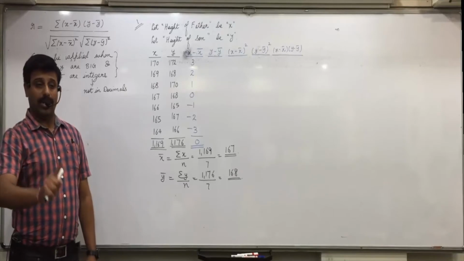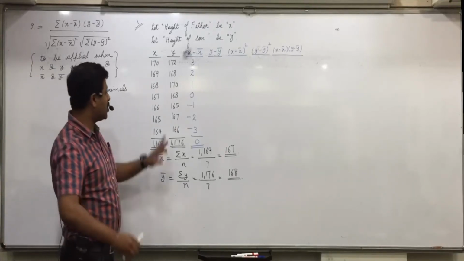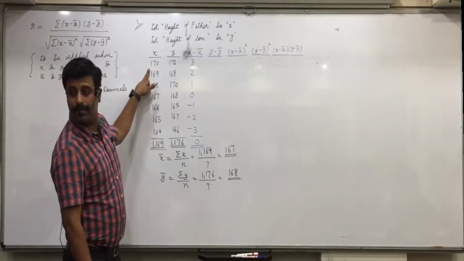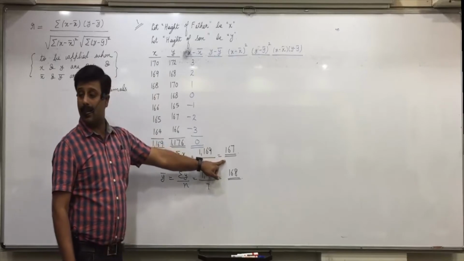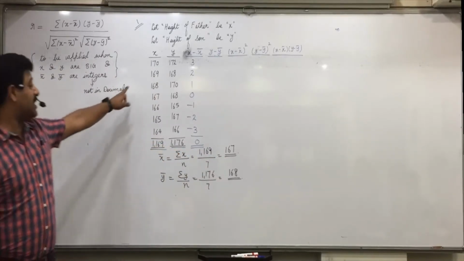Non-Casio calculators only. Casio do it the way I did right now. Okay, only non-Casio. 170 minus 167 equals 3. Do you get 3? Now directly press 169 equals.